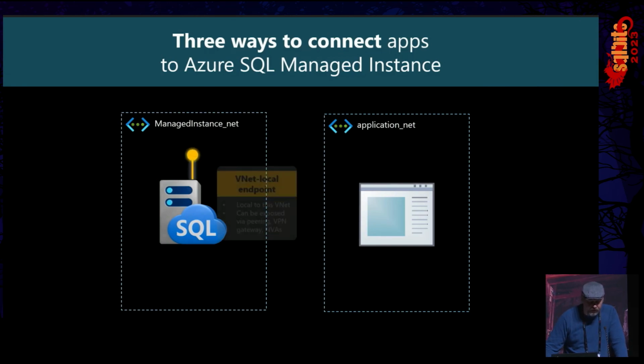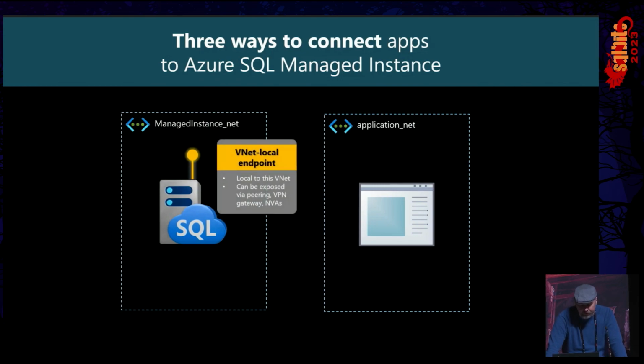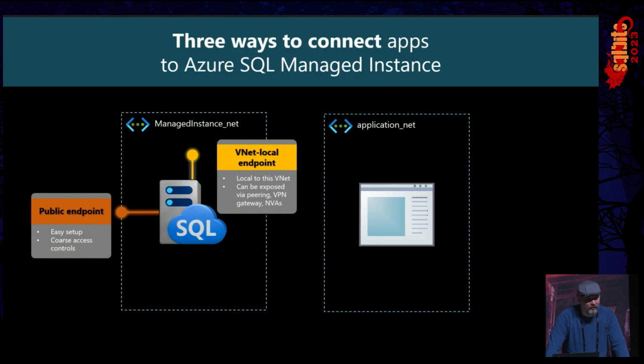You can use the default, the VNet local endpoint. So you basically connect from the local VNet. It can be exposed via peering, VPN gateway, or some appliances such as a firewall. This is something that comes by default. You have to do nothing. Then you can open the ever dangerous and popular public endpoint, and then you can use network security groups or NSGs or Azure Firewall or Network Manager in order to prevent undesired connections. I would say it's a choice.